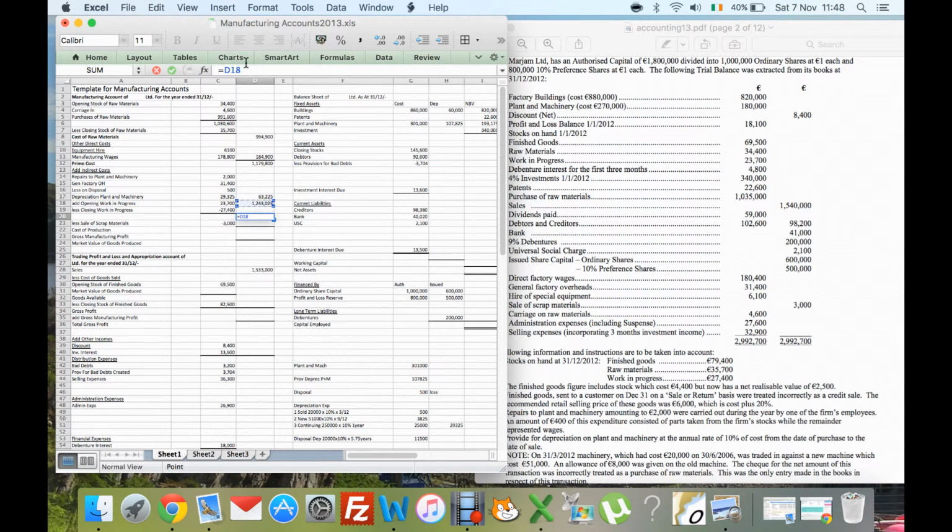So that plus the opening work in progress and minus the closing work in progress. No, that's wrong. So that number plus opening work in progress, and we have that. Sales of scrap materials is -3, so I'll take that away.